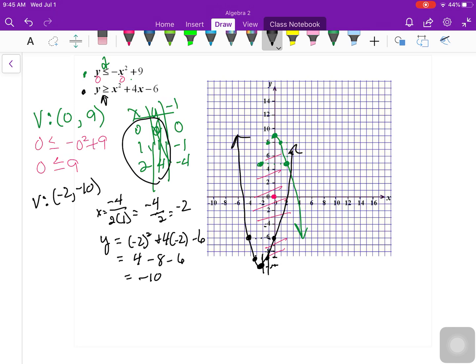And this one shows another solid parabola. So again, I see 0, 0 inside there, so I'll put my zeros in here. And I get 0 is greater than or equal to 0 plus 0 minus 6. 0 is greater than or equal to negative 6, so yes, this is true. I'm inside both parabolas again. So I would shade inside of both.